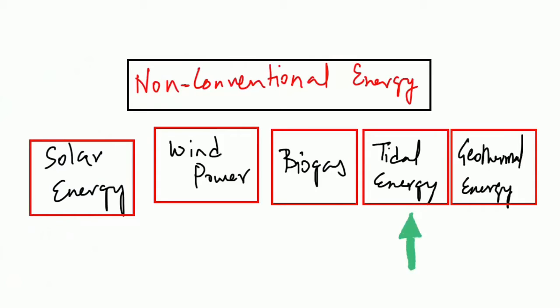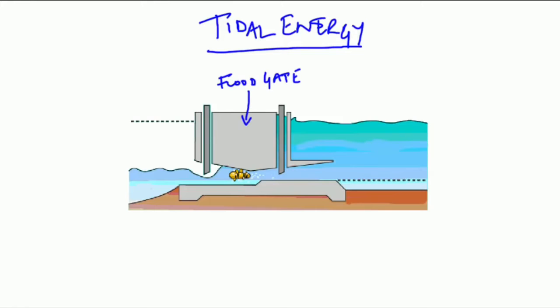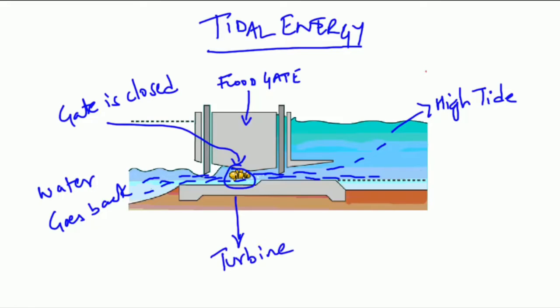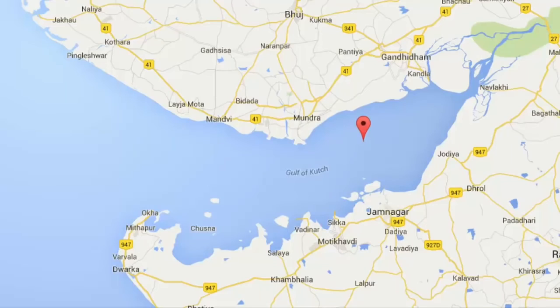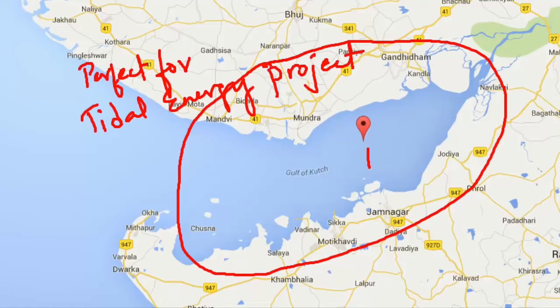The fourth non-conventional energy source is tidal energy. Floodgate dams are built across inlets. During high tide, water flows into the inlet and gets trapped when the gate is closed. After the tide falls outside the floodgate, the water retained by the floodgate flows back to the sea via a pipe that carries it through a power generating turbine. If you see, it's purely using natural force along with the help of mechanical process to generate electricity. In India, the Gulf of Kutch provides ideal conditions for utilizing tidal energy.